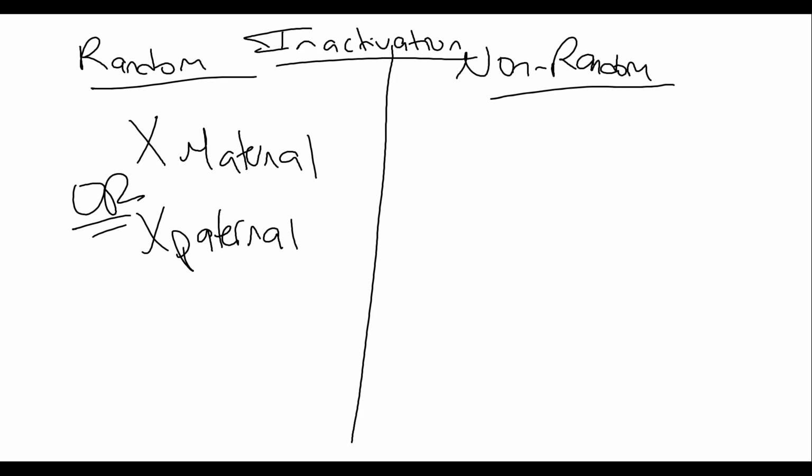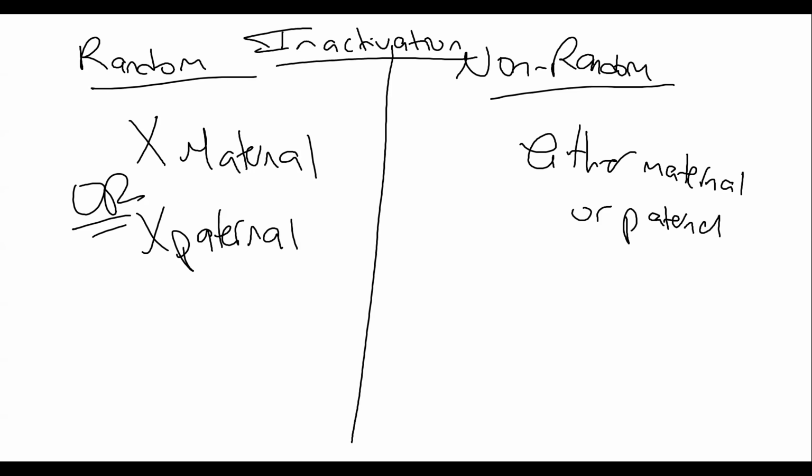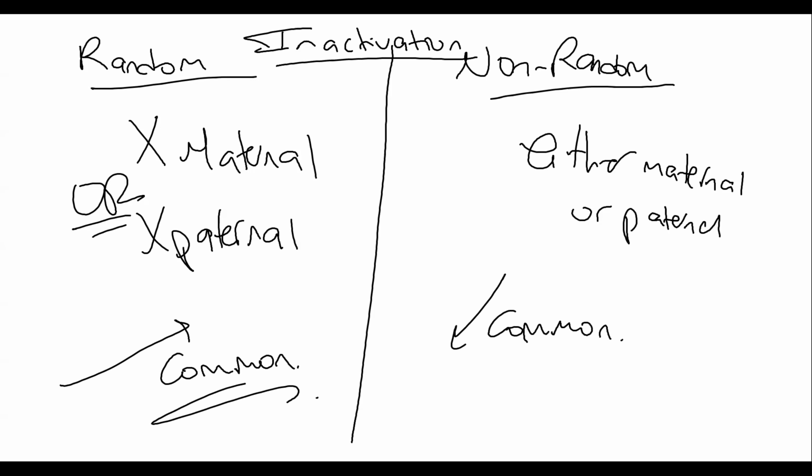However, with non-random inactivation, in some species or specific cases, there can be a preferential inactivation of one X chromosome over the other, but this is less common. So it can be either maternal or paternal. This is the most common. However, the non-random is the less common. So inactivation of the X chromosome is mostly a random process.